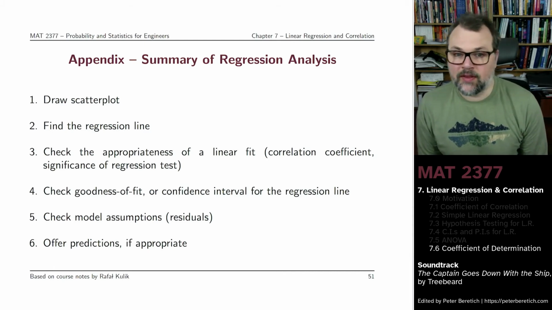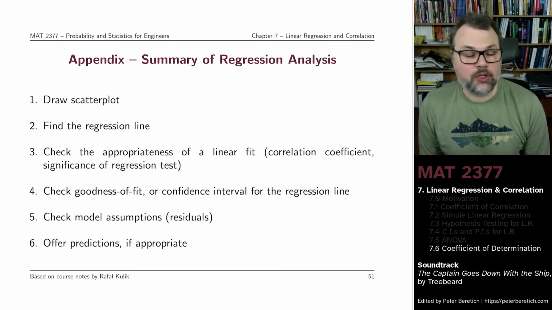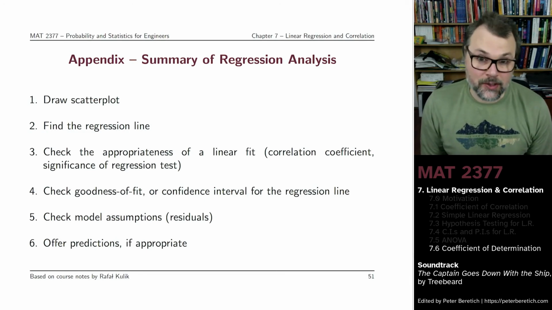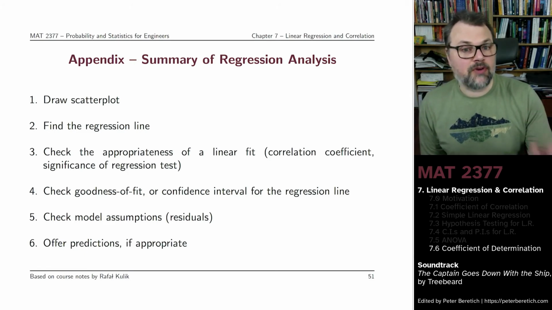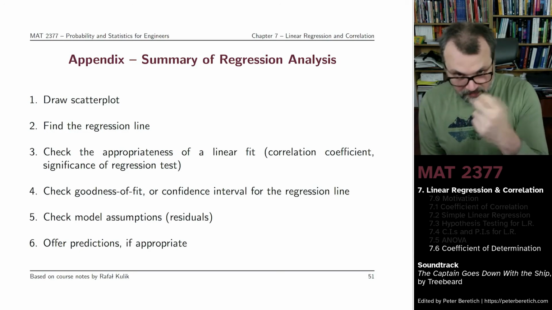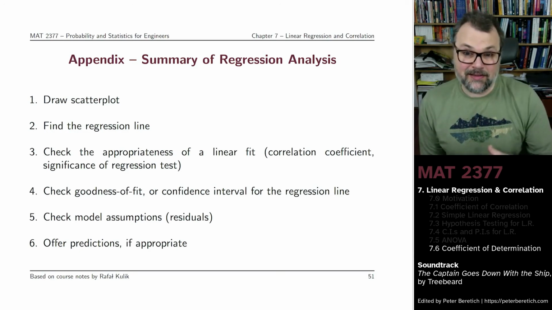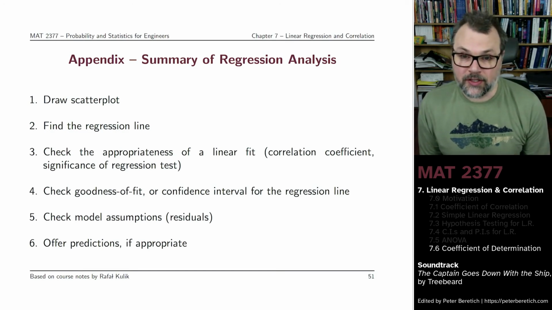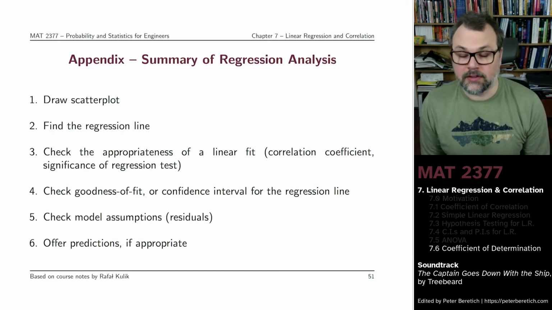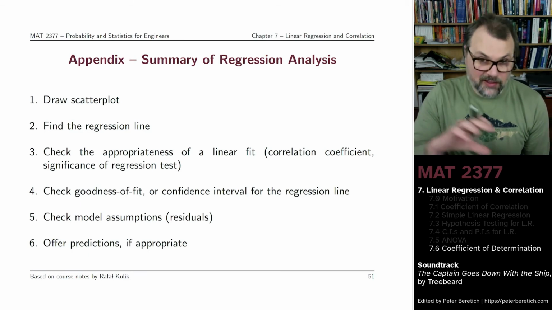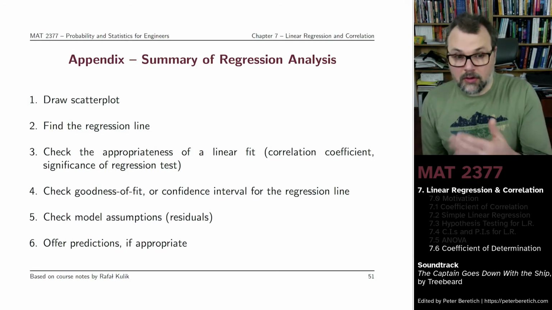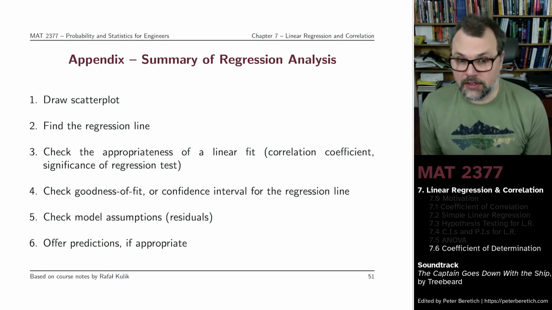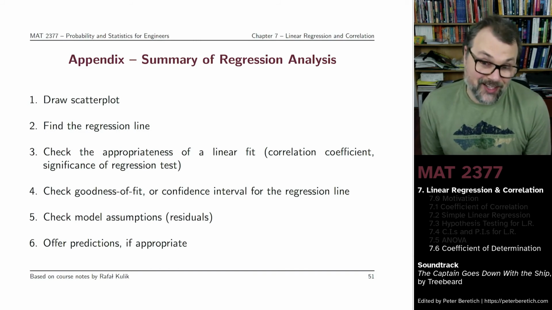So if you're faced with a regression problem, what should you do? In the case of simple linear regression, you have only two variables, a predictor and an output. So start by drawing a scatter plot. Visually, does it make sense that the assumptions of linear regression are met, that the variance is constant in the noise, that there is a linear relationship? Then you will find the regression line using the formulas or the code in R. You'll check the appropriateness of a linear fit, perhaps by computing the correlation coefficient or the significance of the regression.